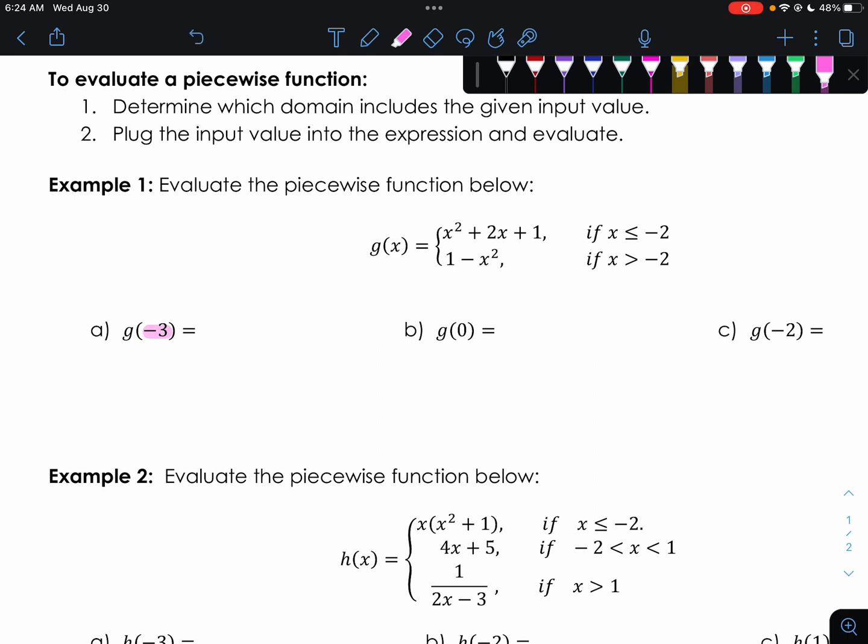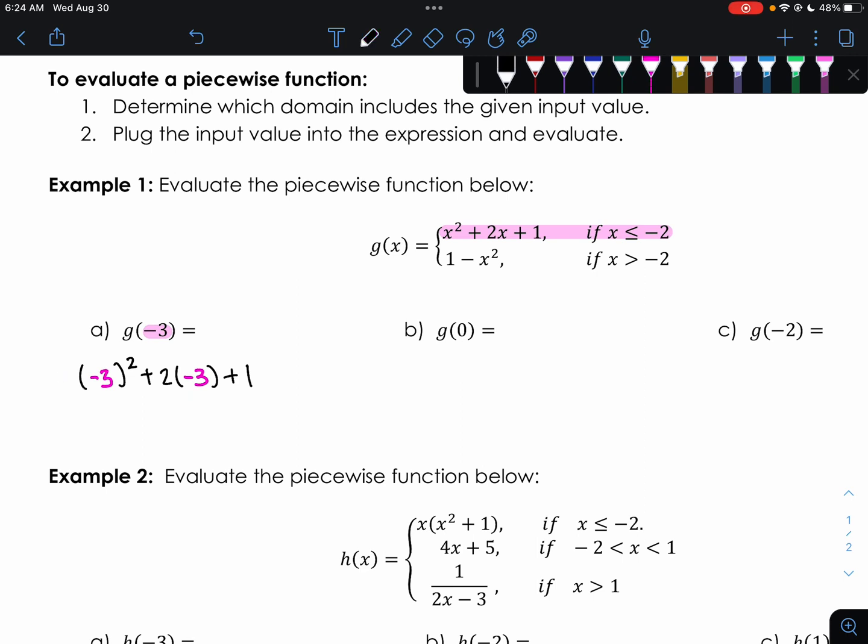So we need to be able to determine, does negative 3 fall in the domain of x is less than or equal to negative 2 or x being greater than negative 2? Well, negative 3 is less than negative 2. So it's going to go into this first equation. So what that means is we're going to take that first equation, and anywhere there's an x, we are going to plug in negative 3. So I have negative 3 squared plus 2 times negative 3. And then we are going to type that into our calculator to evaluate.